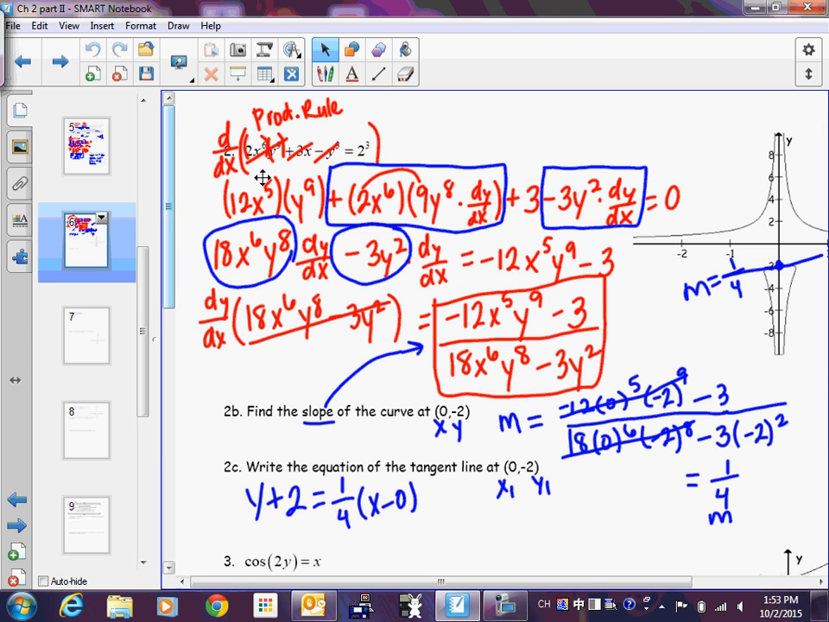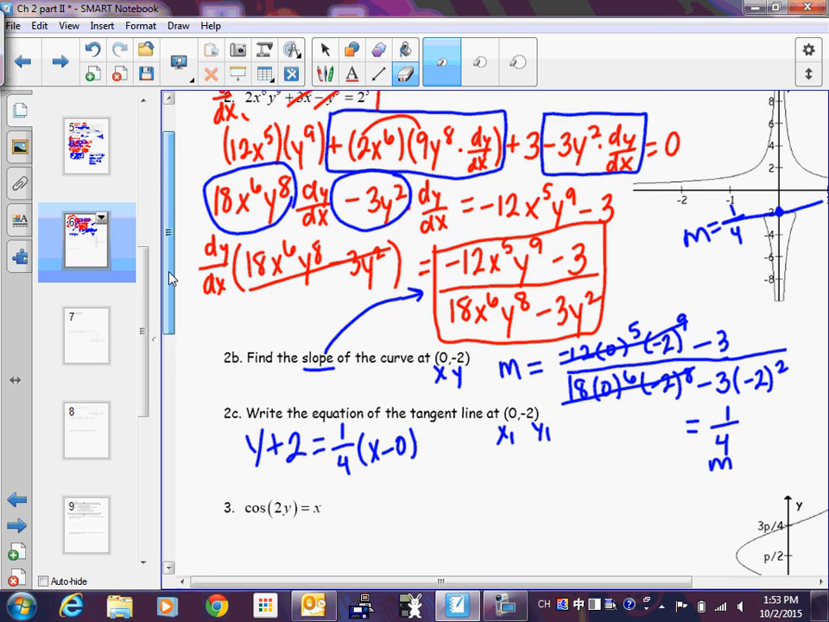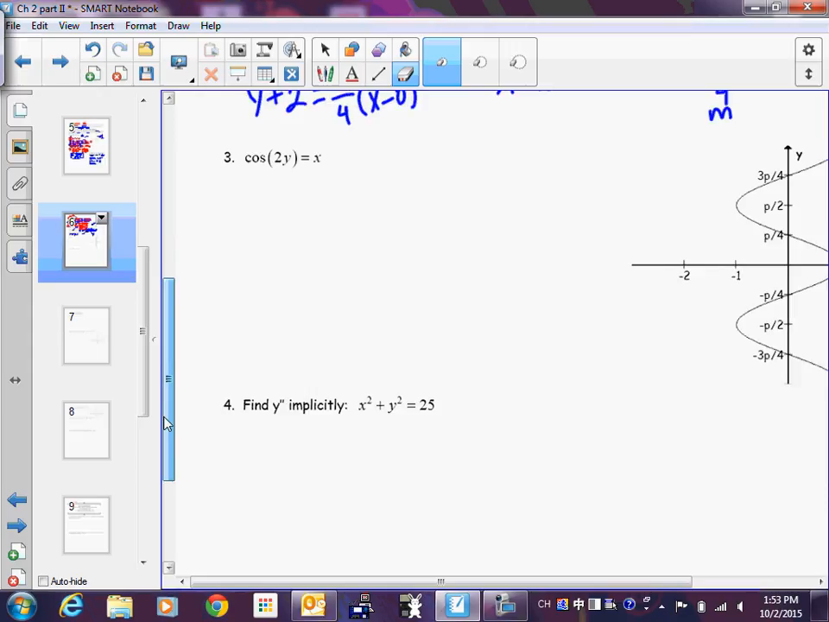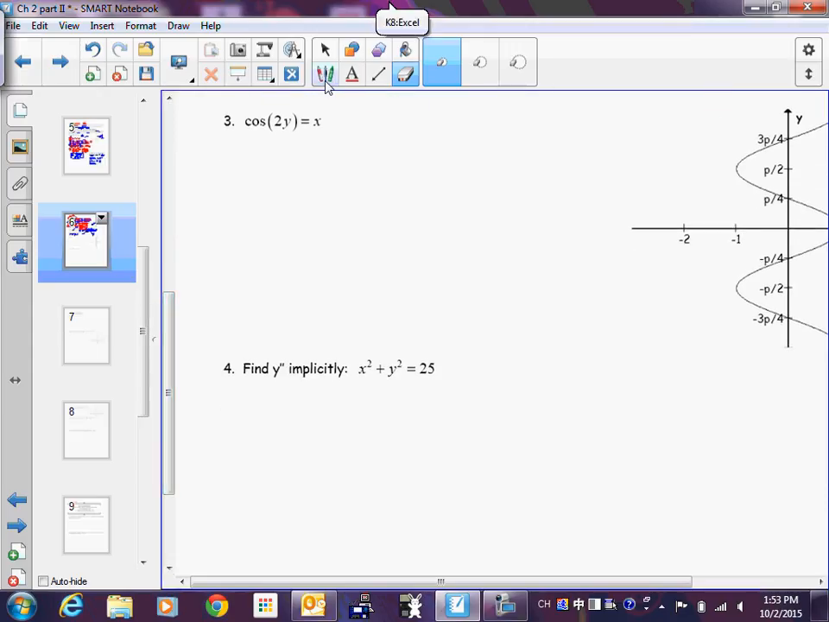Sometimes you do need to use product rule. Okay, so I want to erase this little bit right here. You have some on your assignment where if you're multiplying an x times a y, you're going to have to use product rule on those types of problems. And we're going to do one today that needs quotient rule as well. Okay, so let's look at number 3. We're just going to do 3 and 4, and that's it.